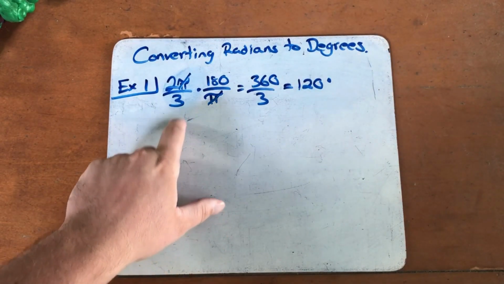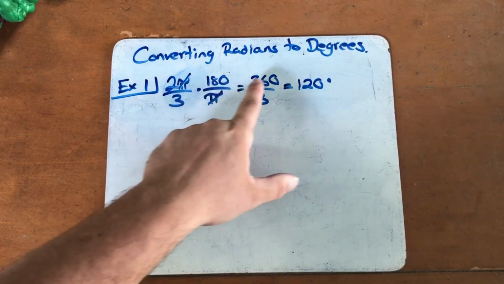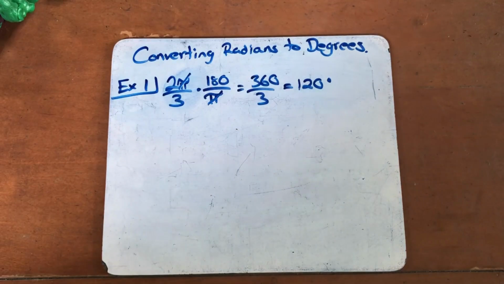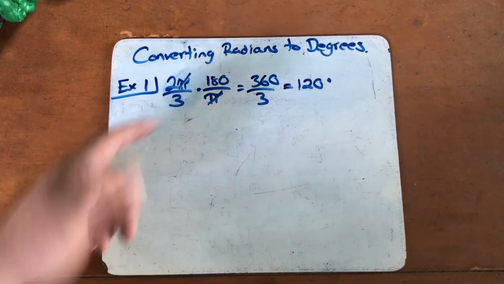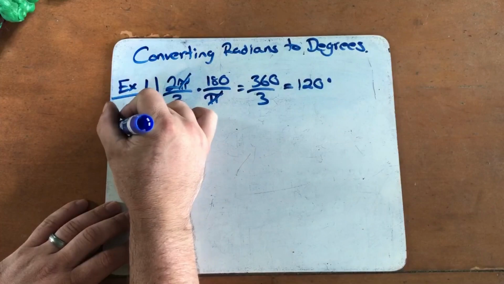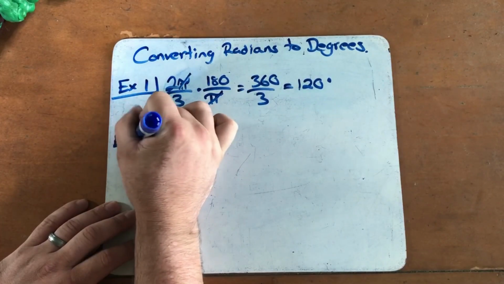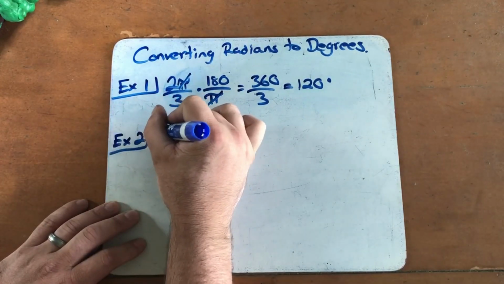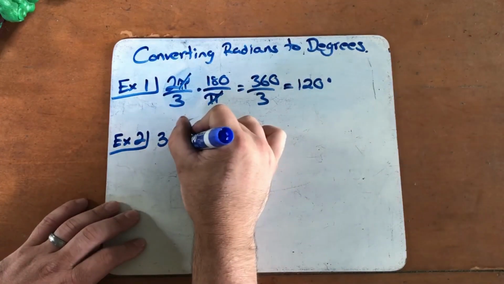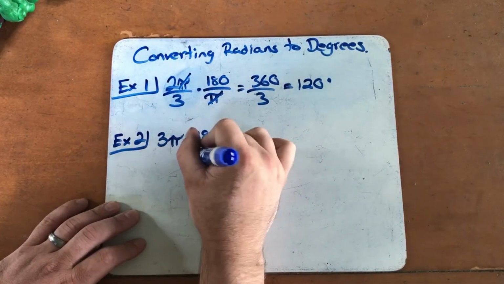All right, so notice my pi's cancel out, give me 2 times 180, which is 360, divided by 3, gives me 120. Also, you can just type in your calculator and it'll cancel the pi's out for you and leave you with 120. All right, example number 2. Same concept, this time it's 3 pi. All right, once again, I multiply by 180 over pi.